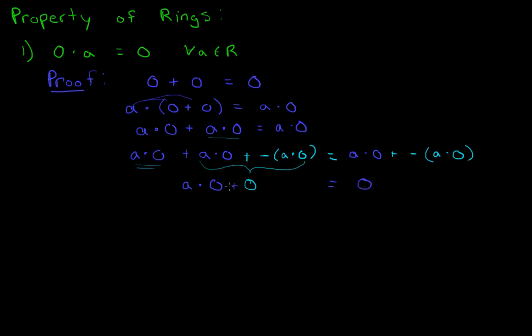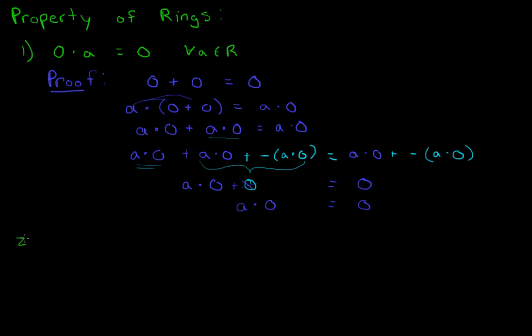Now, 0 plus anything, by the definition of additive identity, doesn't really change anything when you're adding. So this is just a times 0. In other words, this 0 right here just goes away. And this is equal to 0, which is what we wanted. a times 0 is equal to 0.